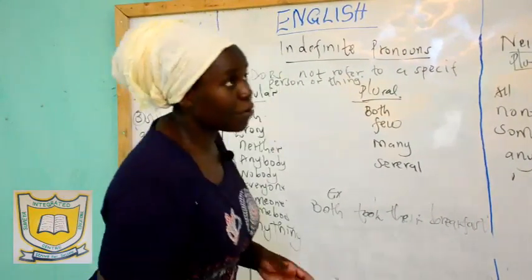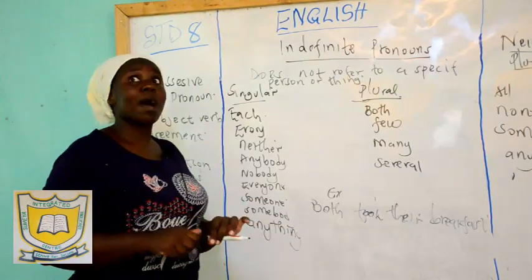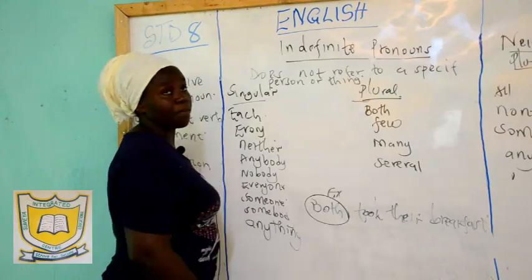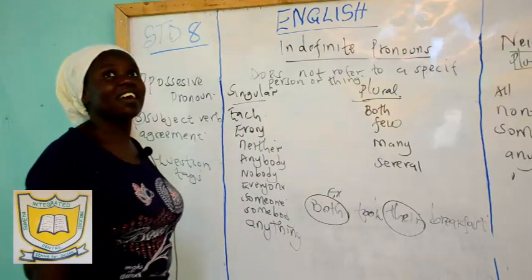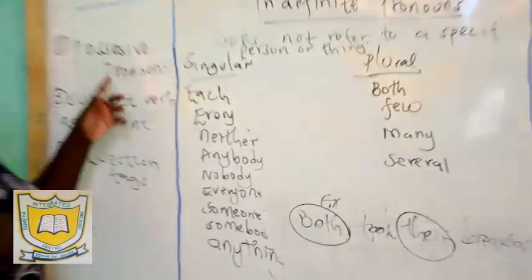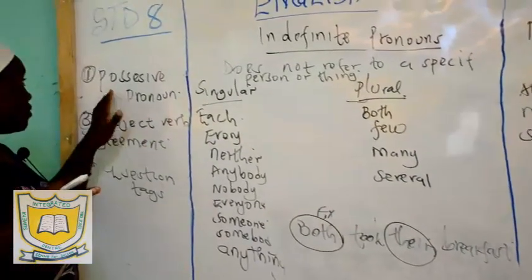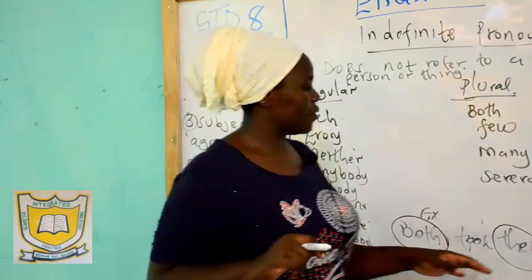And in the sentence, the plural possessive pronoun is taken by what? A plural indefinite pronoun. So the plural indefinite pronoun in this sentence is both. It is going to take a plural possessive pronoun. Just remember we are on number 1. Indefinite pronouns should agree with their possessive pronouns in a sentence. And then you have both took their breakfast.